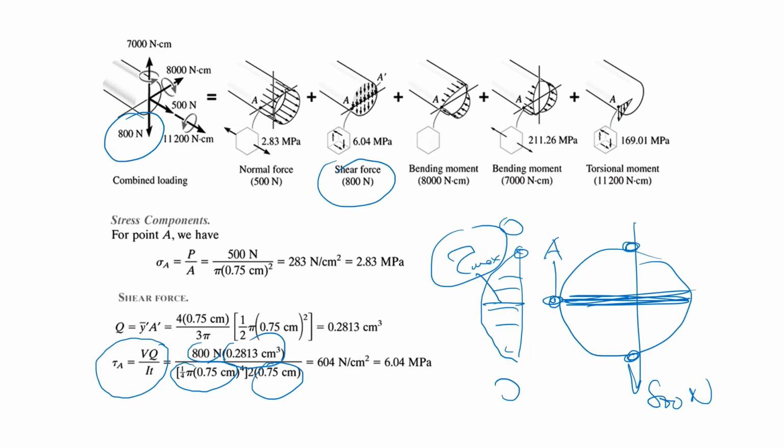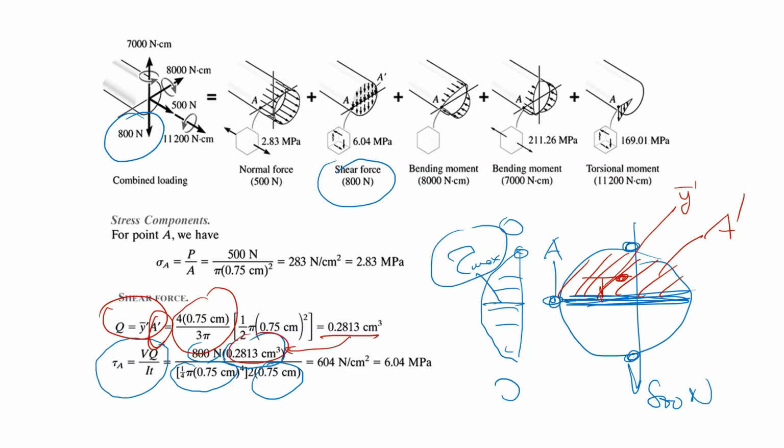What is the Q value? The Q value you calculate by taking this area. If this is your area A prime, the distance of the centroid of this area from the neutral axis is y bar prime. So this you can find in geometry books, and you get your Q value. And this value you can put over here and find the tau max in point A.